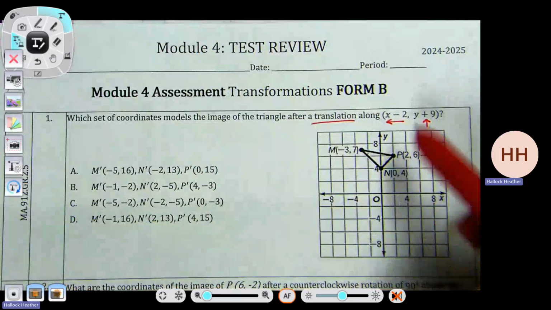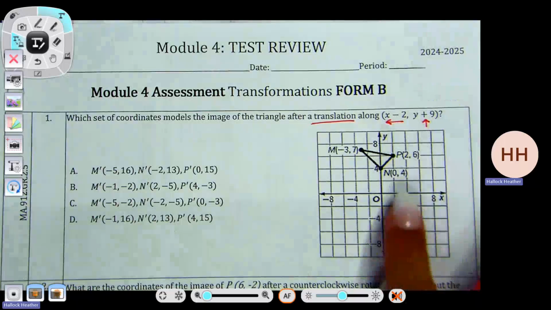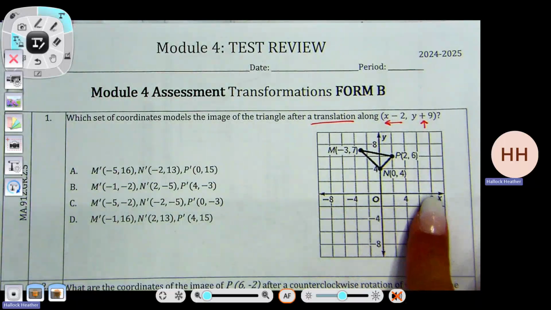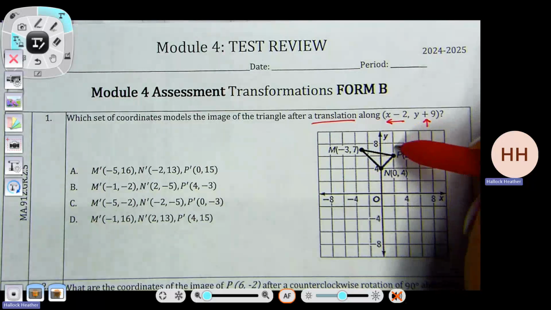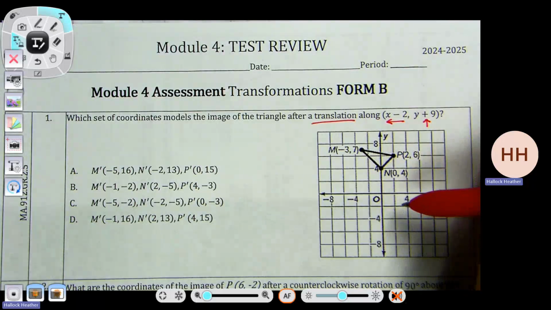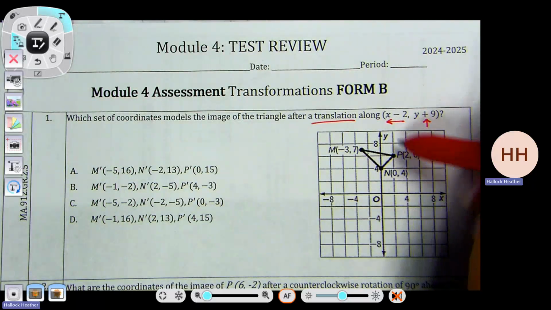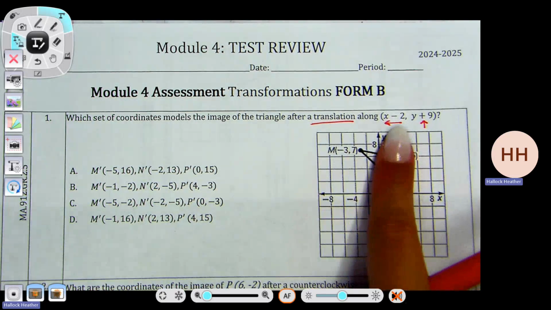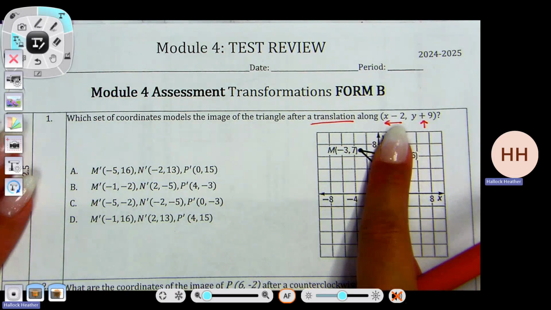Now the problem with the picture that they gave us is if you notice the graph is actually counting by 2. So it goes 2, 4, 6, 8. So you can either carefully use the graph, but also plus 9, you're not going to really be able to go that high up. So I would just use the coordinates and do the math. You don't even have to use every single coordinate point.